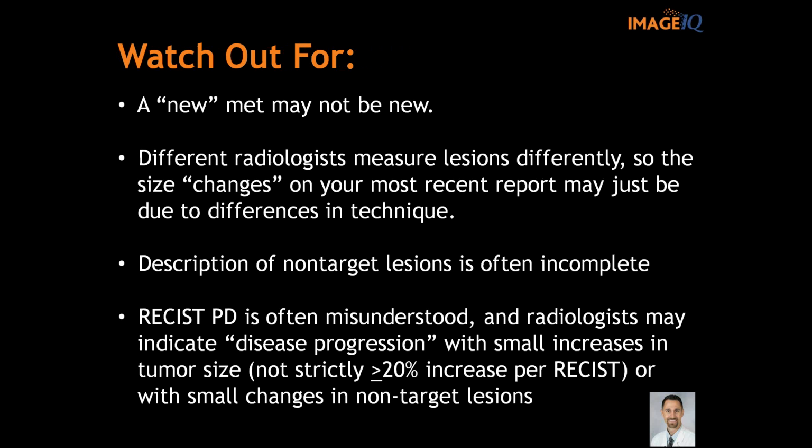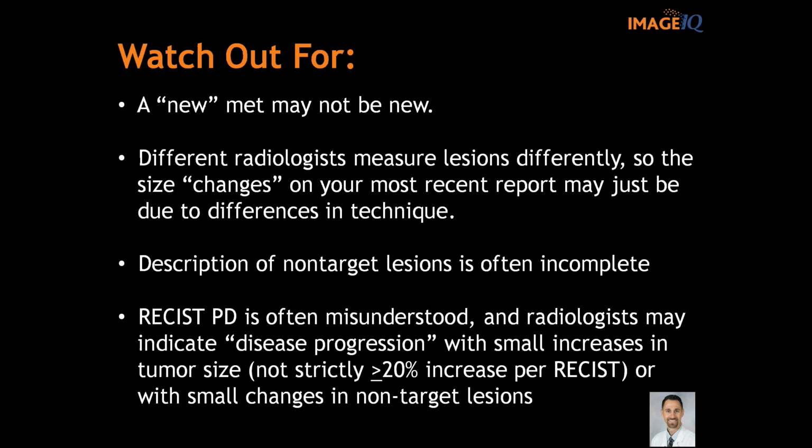As we said, different radiologists measure things differently, so size changes may just be due to differences in technique. Oftentimes in real life, we don't really do the same sort of description of non-target lesions. I mean, we do tend to give some description of those, but not the same way strictly per RECIST. So what I'm trying to convey is there's a little bit of difference between clinical practice and clinical trials and how you handle tumor measurements.